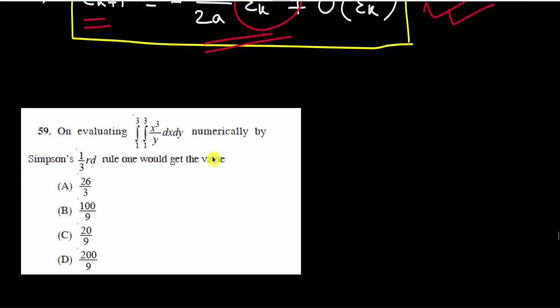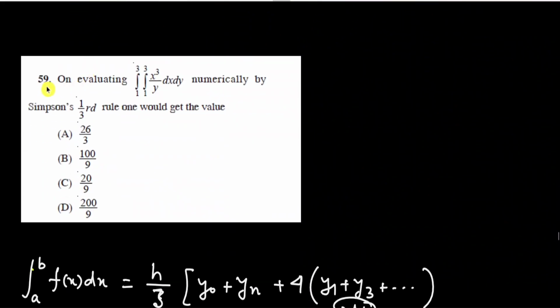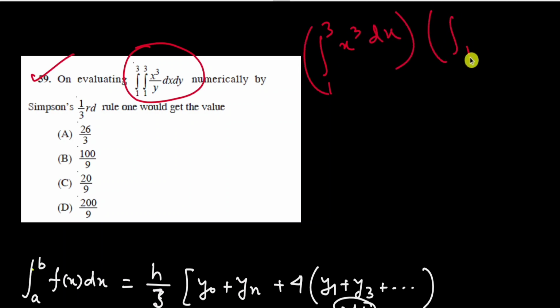Now go to the next question, question number 59. Evaluate the double integration from 1 to 3 of x cube by y dx dy. Now from the limits of the integration, it is clear that the two integrations are independent. Therefore we can write these two integrations as a product: integration 1 to 3 x cube dx, and then integration 1 to 3 1 by y dy.